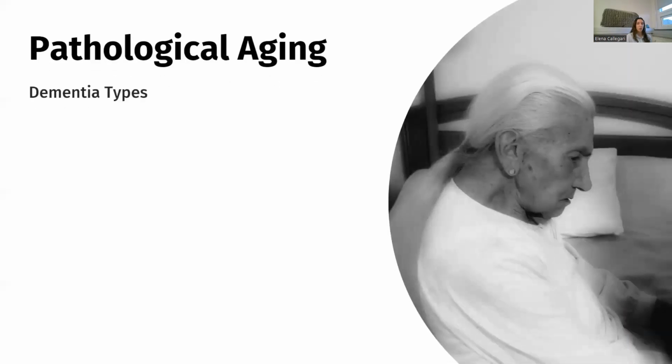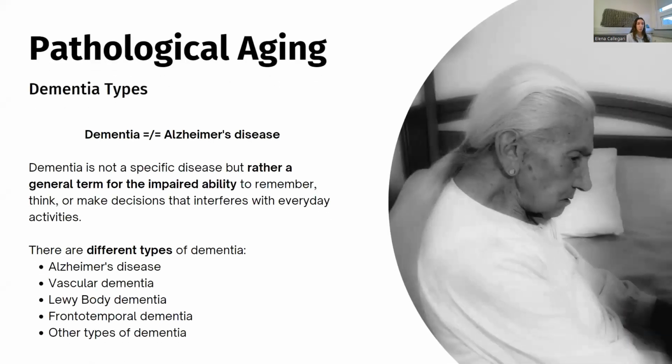Dementia is a very popular word nowadays, but it is often used incorrectly in the sense that many people assume that dementia is essentially a synonym for Alzheimer's disease, but the two terms refer to different things. Dementia is not a specific disease, but rather an umbrella term, a general term that describes an impaired ability to remember, think, or make decisions. And this impaired ability to do all of these things has an effect on everyday life. Whereas Alzheimer's disease is a specific kind of disease. It has its own separate causes, and its own separate symptoms.